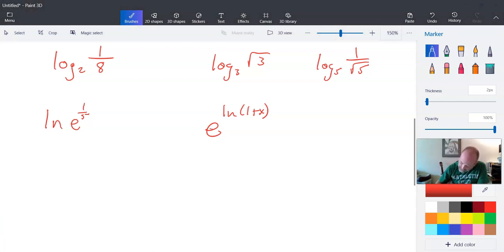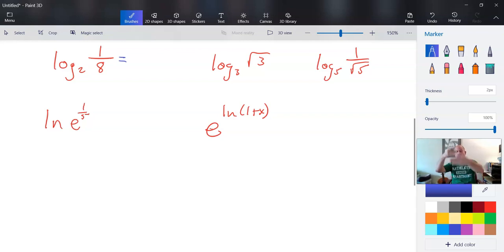Okay, so let's go ahead and work these guys out here. So the first one is log base 2 of 1/8. And so we're asking ourselves, 2 to what power will give us 1/8? Well, I know 2 to the third is 8, but since this is 1/8, that means it's a negative exponent. So this is the negative 3, right?